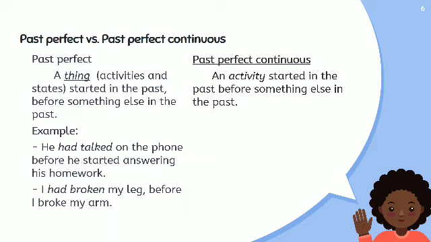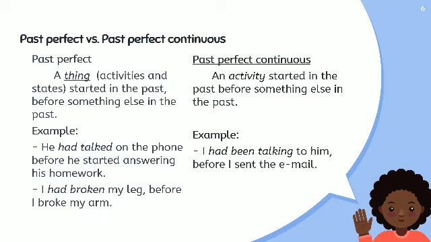The past perfect continuous is used for an activity which started in the past before something else in the past. So only with activity. For example, I had been talking to him before I sent the email. Please note that we cannot use the verb to break here.